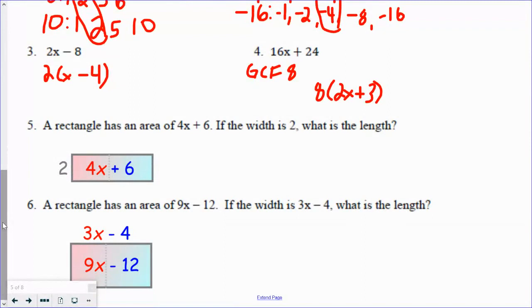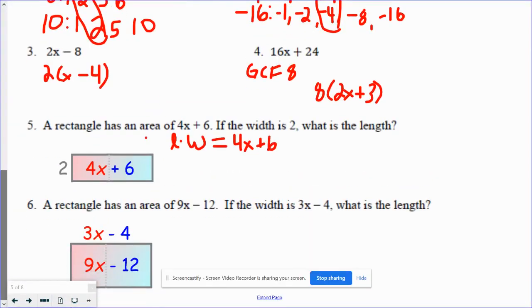Okay, we have a rectangle that has an area. Now remember, area is the inside, not perimeter, area of 4x plus 6. If the width is 2, what is the length? Okay, so we want to find out what this could be. We know if we have a rectangle with the area, to find area is length times width, and the area equals our 4x plus 6.